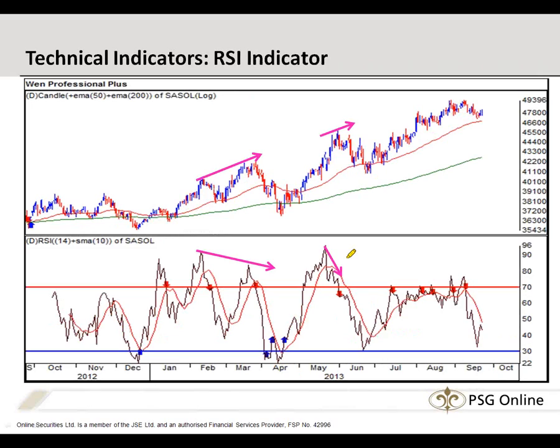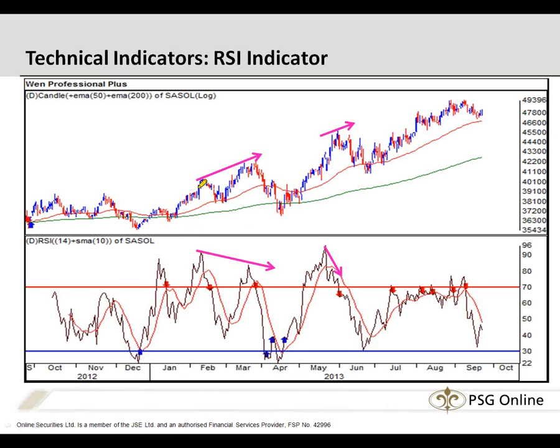So let's look at another kind of oscillator, an indicator called the RSI. RSI stands for Relative Strength Index. I'm not going to go into too much detail about the formula. Basically it looks at the strength of the share against its past performance. Now, MACD and moving averages are lagging indicators. They tell you after the fact that the trend is changing.